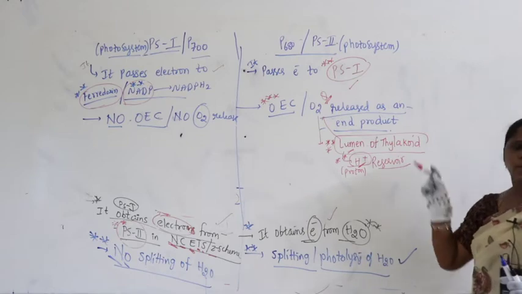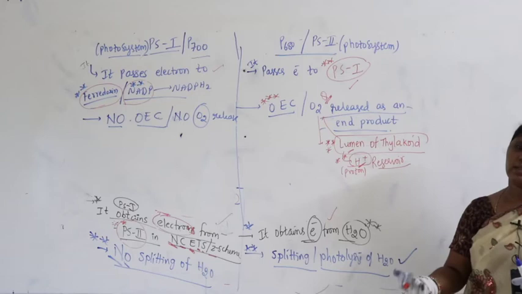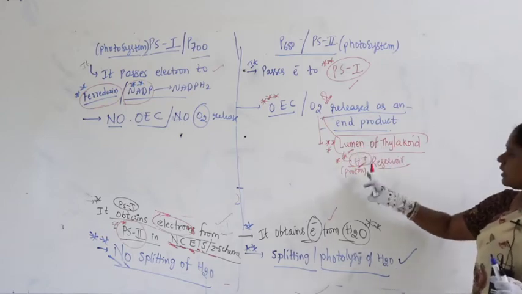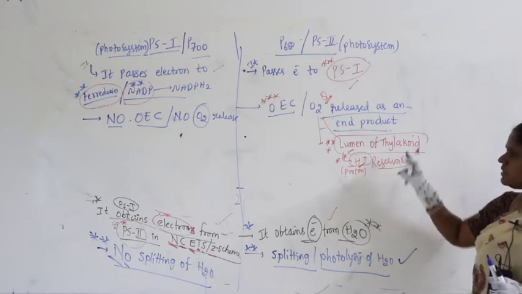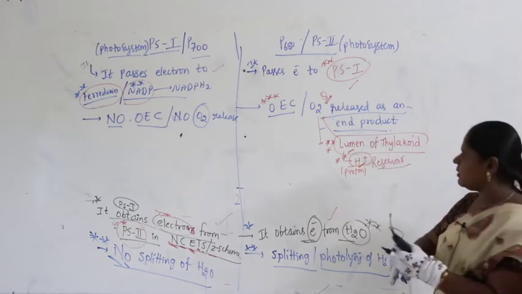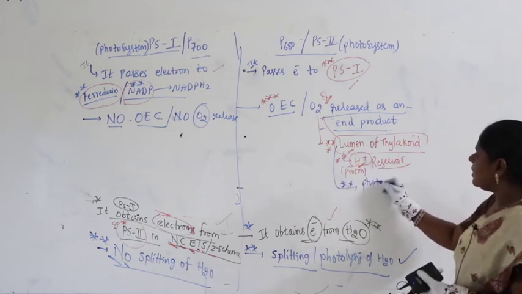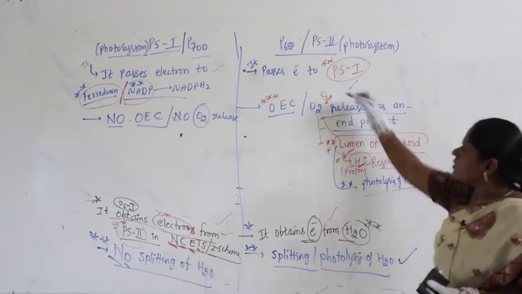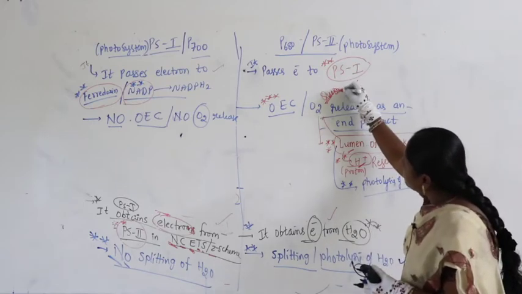This point is very, very important for understanding the next concept, because the whole coming concept speaks about the lumen of thylakoid and about protons. So proton reservoir means, remember, the lumen of thylakoid. In the lumen of thylakoid there is photolysis of water. Sometimes these are the major questions. Mostly these questions will come.